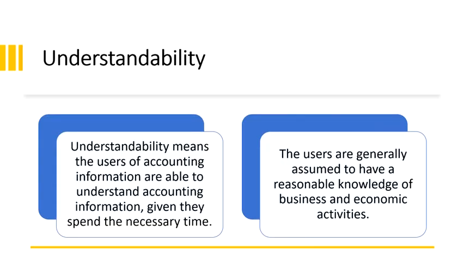So next is understandability. Understandability means the users of accounting information are able to understand accounting information given they spend the necessary time. The users are generally assumed to have a reasonable knowledge of business and economic activities. So bila orang tengok tu orang faham lah nak baca kita punya tu. Okay, tapi tak semua orang boleh faham, sebab kalau let's say you tak belajar accounting and then you tengok kita orang punya statement, it's a bit confusing. So that's why dia kata given they spend the necessary time.